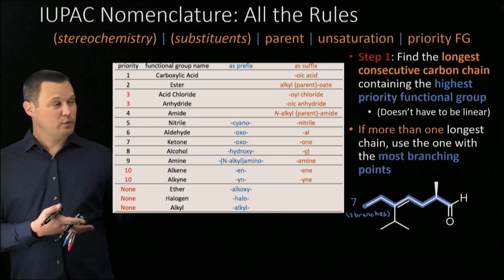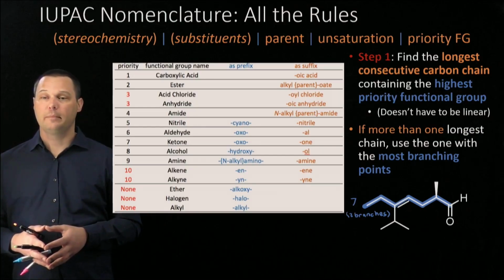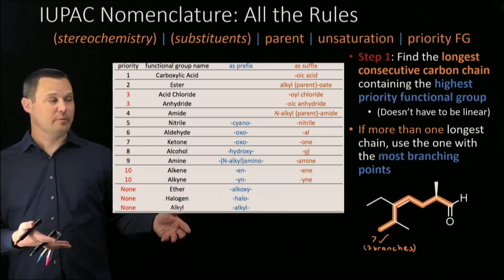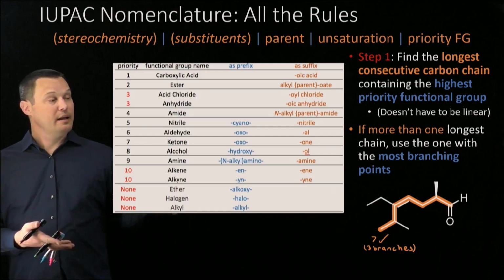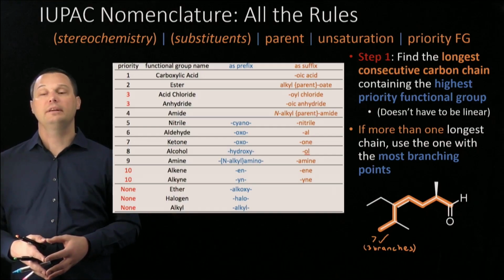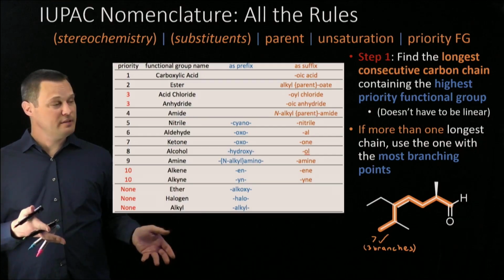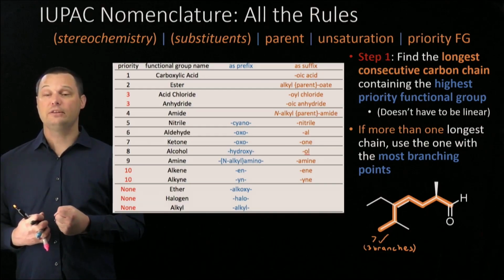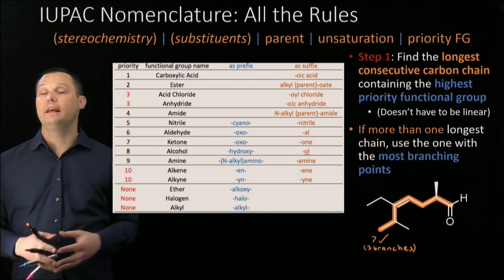However, this chain only has 2 branching points along the entire molecule. This carbon chain, however, also contains 7 carbons in its longest consecutive carbon chain, also contains the aldehyde, and now has 3 branching points along its backbone. Following the rules of step 1, this is our longest consecutive carbon chain. This carbon chain defines the parent hydrocarbon from which this molecule will be named as a derivative.